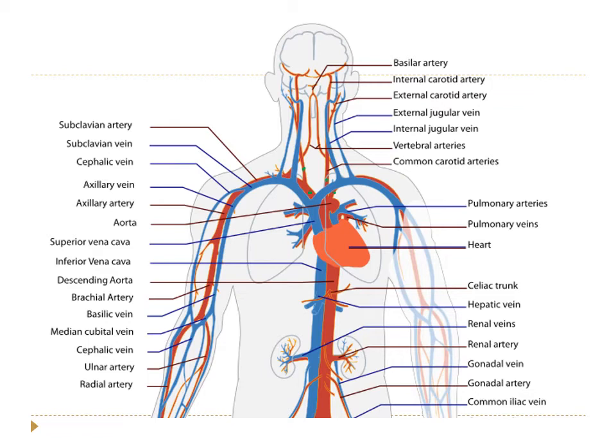So one branch is going to continue up and go through a hole in the skull to supply the brain. That's going to be your internal carotid artery. Another branch is going to split out to the side and supply the face and the scalp. That's the external carotid artery. So your common carotid arteries split into an internal and an external.